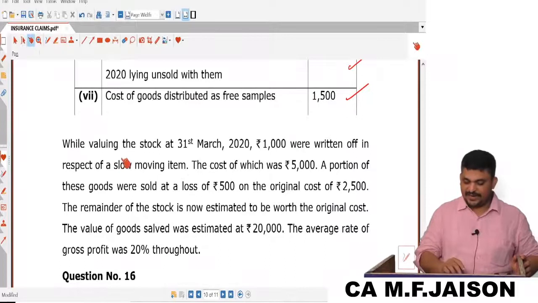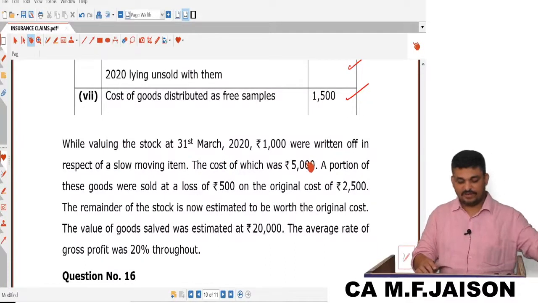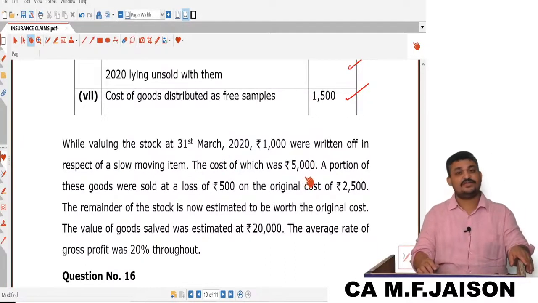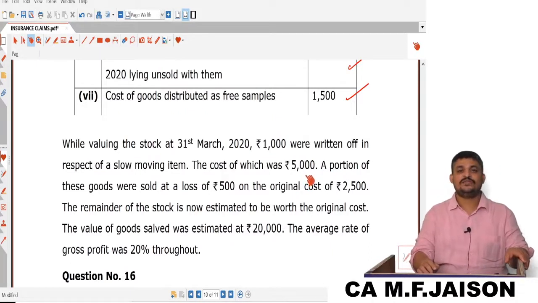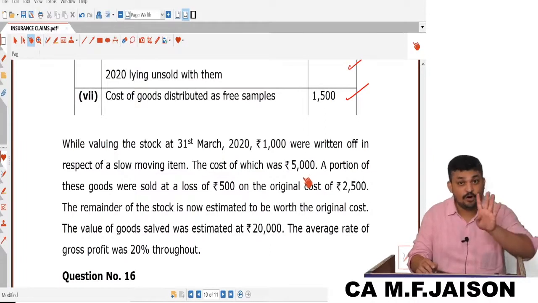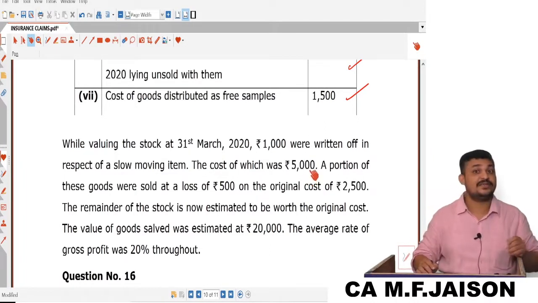Next, while valuing the stock in the previous year, 1,000 was already written off. Original cost is 5,000. This information we already considered. About opening stock, what is opening stock in the normal goods column? 95,000. What is in the abnormal goods column? 4,000. Original cost price was 5,000.